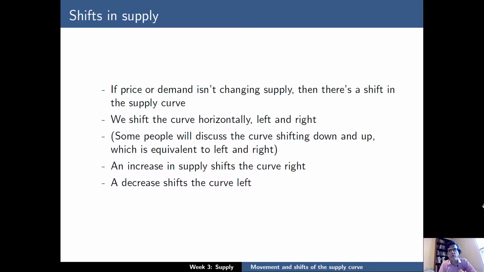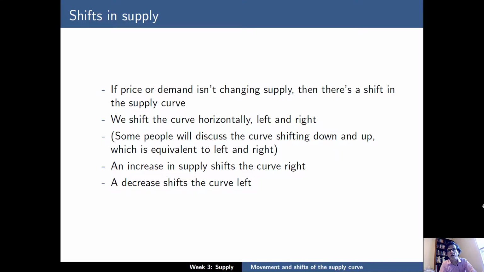So if price or demand isn't changing supply, then there's a shift in the supply curve. Again, we're going to shift left and right, although some people talk about up and down, and left is the same as down, and right is the same as up. An increase in supply is going to shift the supply curve right, and a decrease in supply is going to shift the supply curve left.